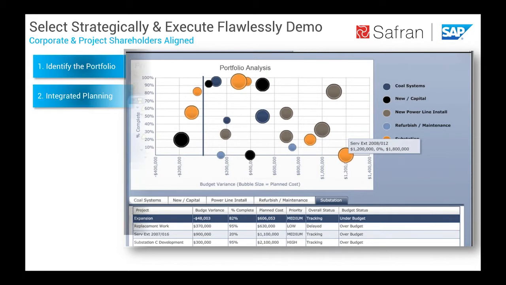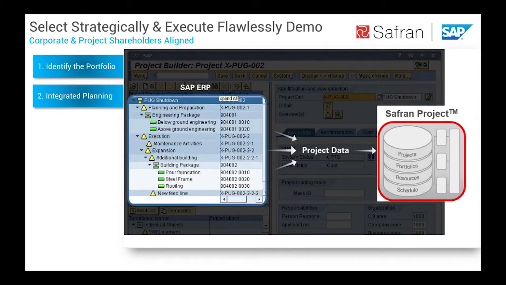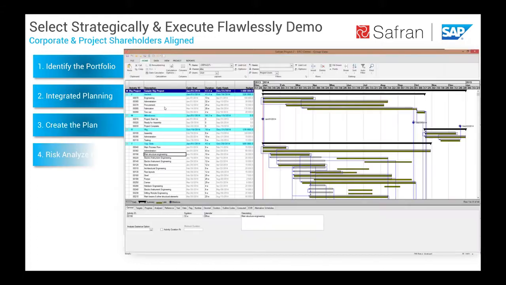Once you've selected the projects that you are going to execute, the next step is to get them set up, typically in an SAP PS module, for example, and have that data transferred across to the planning system, in this case Safran Project. Once you have the planning system set up with the structure of the project, you go into more detailed planning mode in Safran Project, as you see here on the screen. Here you would enter activities, dependencies, resources, and so on, and build out the project.